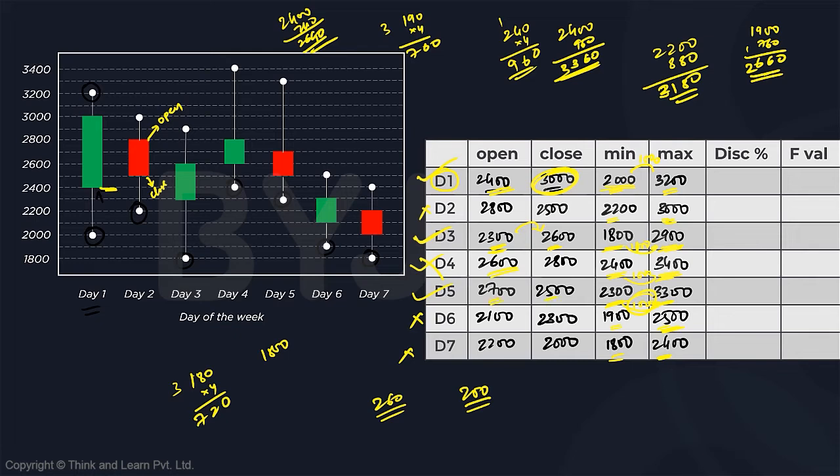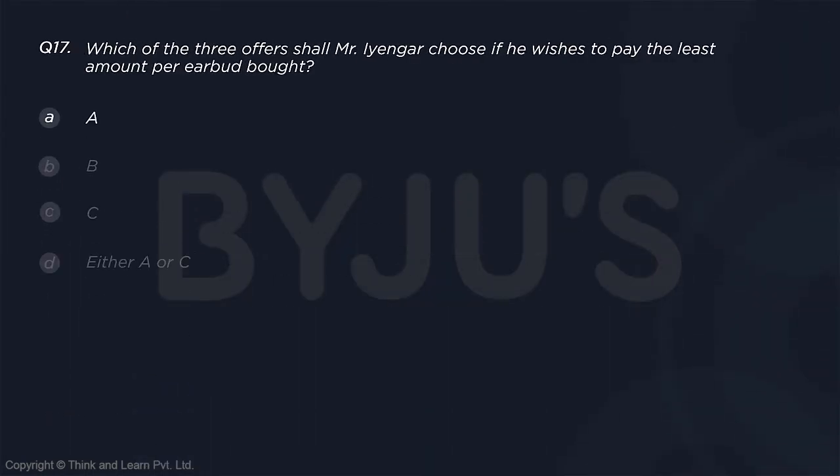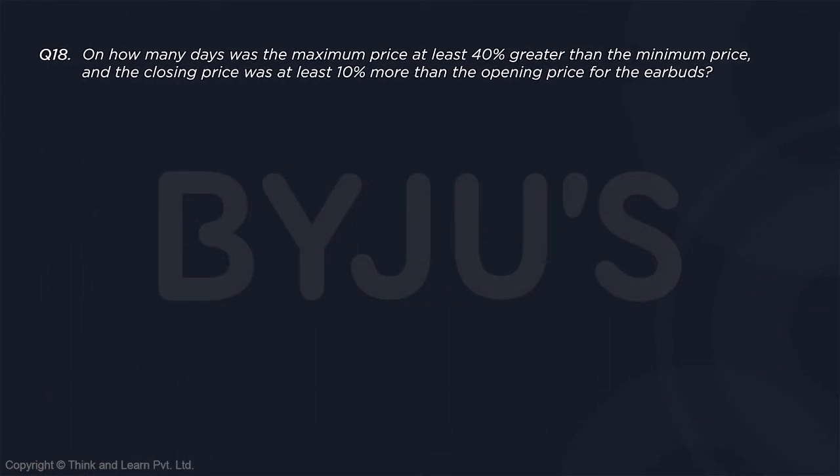Then 2700 and 2500, anyway this is gone because the closing is lower than the opening. So that is not even there. So you have ultimately day 1 and day 3, 2 days that are being counted for you. So you have totally 2 days. So let me put that. The answer is option 2.